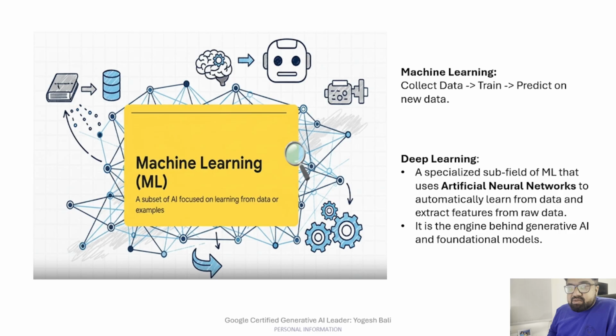Deep learning is a subset of machine learning. Here we use artificial neural networks, and here we not only analyze the data, we actually learn from the data. We synthesize the data, and deep learning is the engine behind generative AI and foundational models that we will discuss soon in this video.